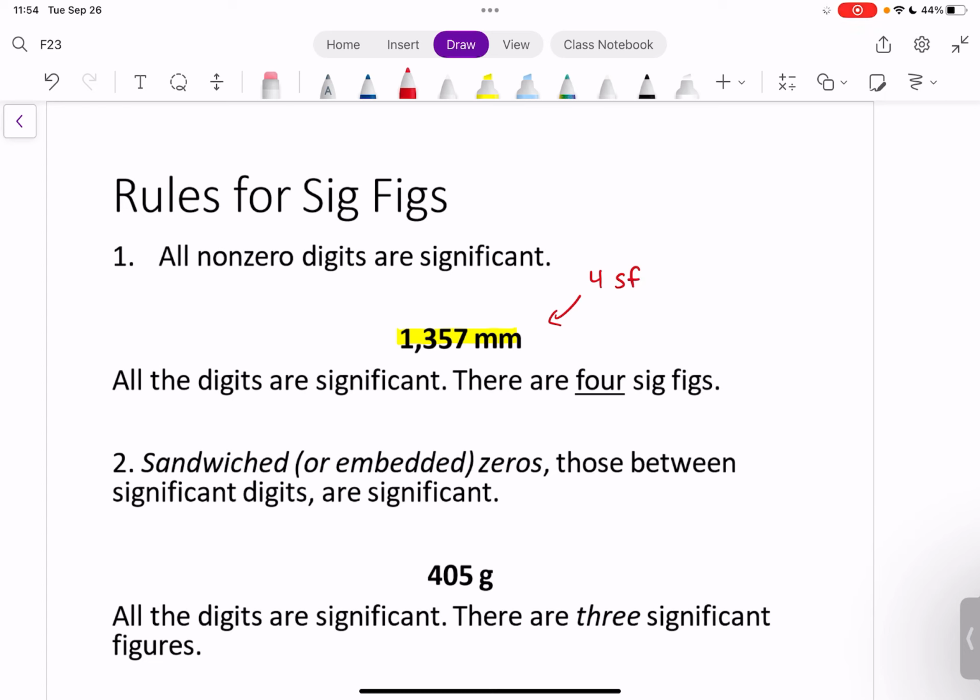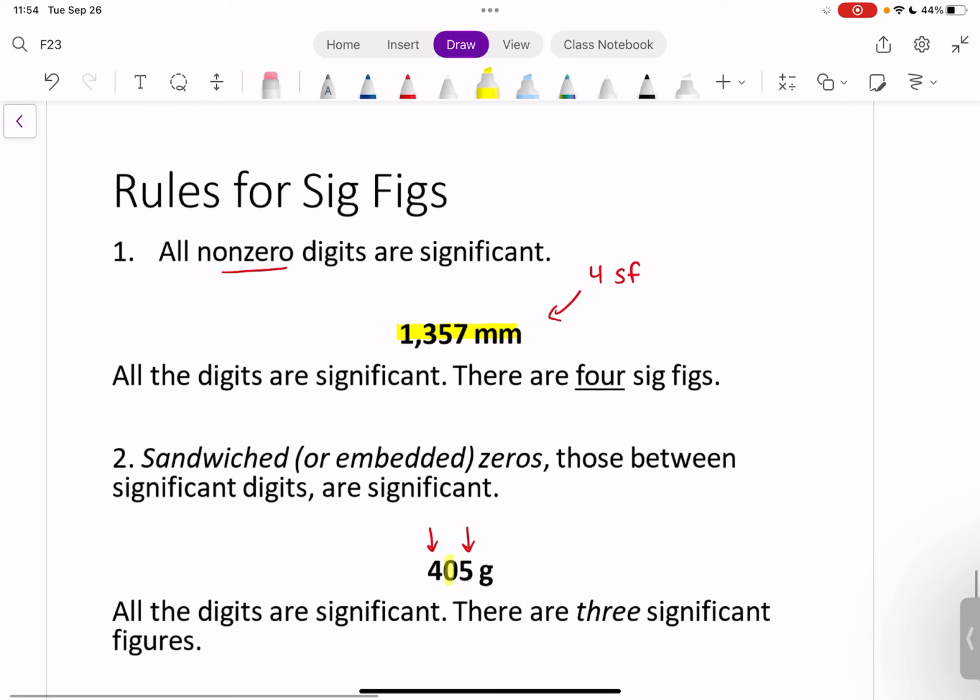So we would say here, because all of these 4 digits are significant, this number has 4 Sig Figs. And you'll sometimes see that abbreviated as SF, or as Sig Figs like this. 4 Sig Figs. All right, the next rule is that sandwiched or embedded zeros, those between significant digits, are significant. Okay, so what do I mean by that? Well, in the first rule, we said all non-zero digits are significant. So this is a significant digit, and this is significant. And now in our second rule, it says that these zeros sandwiched in between 2 non-zero digits are also significant. So the neighbors kind of make that 0 in between significant.